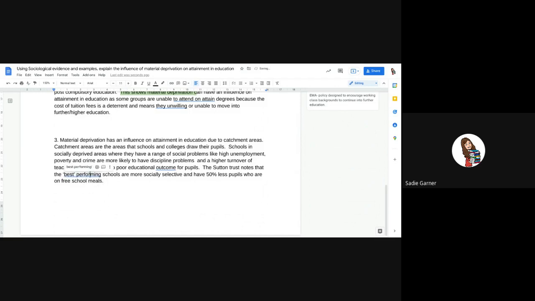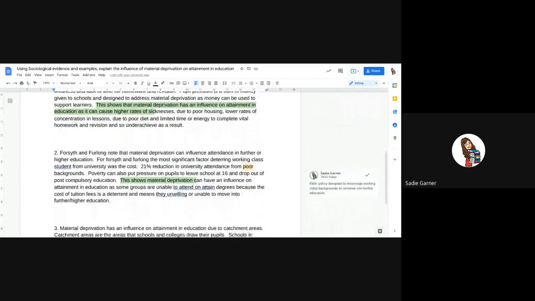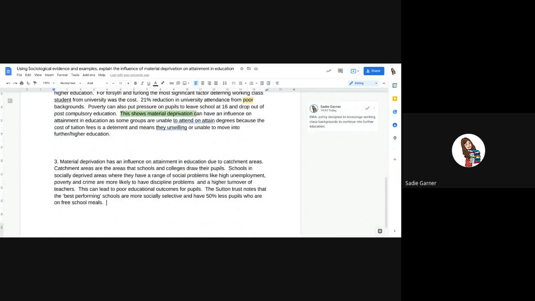We must be very careful with the word best, because although they may be rated outstanding, what the Sutton Trust is trying to highlight is that they're generally rated the best schools largely because the catchment areas they draw their pupils from are very wealthy, or they're much more socially selective. So they can choose who attends, and those schools tend to have at least 50% of pupils who don't have free school meals. So they don't have the material deprivation problems which Smith and Noble, whom we've talked about in paragraph 1, discuss. So that's catchment area and the Sutton Trust.